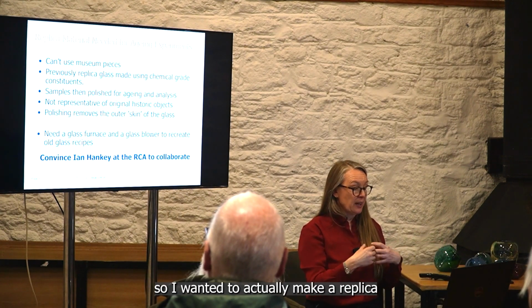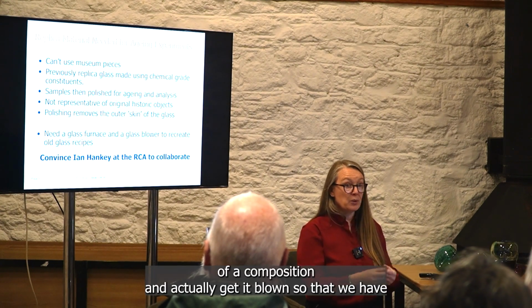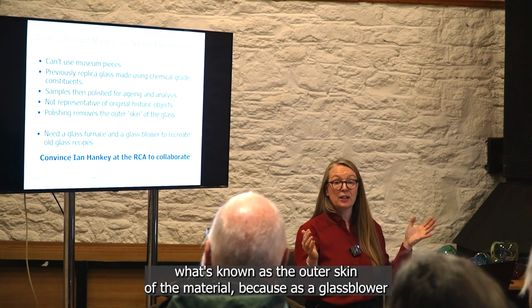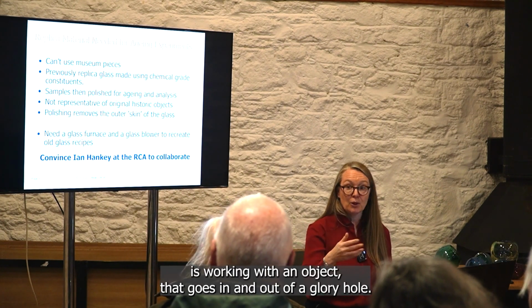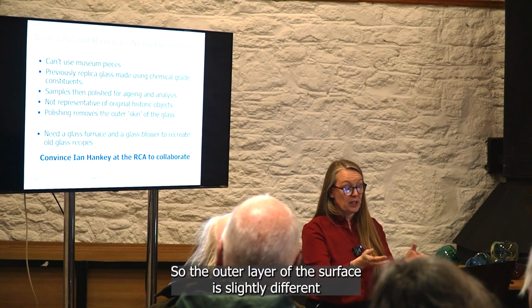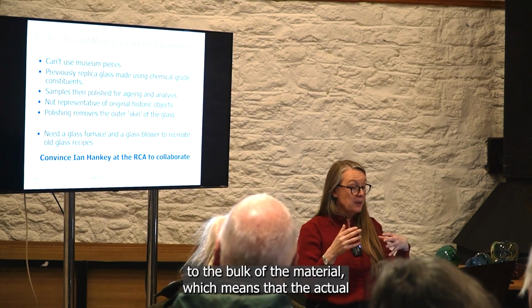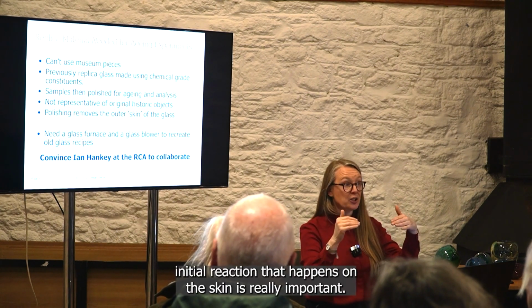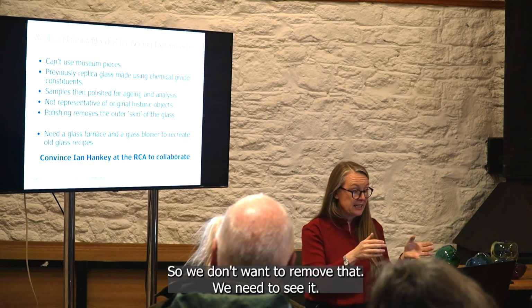So I wanted to actually make a replica of a composition and actually get it blown so that we have what's known as the outer skin of the material. Because a glass blower is working with an object that goes in and out of a glory hole, so the outer layer of the surface is slightly different to the bulk of the material, which means that the actual initial reaction that happens on the skin is really important. So we don't want to remove that, we need to see it.